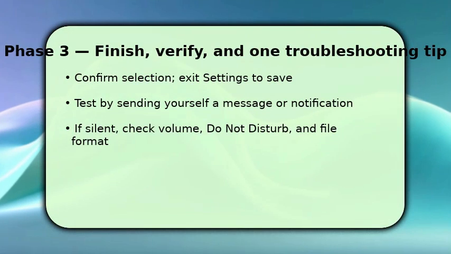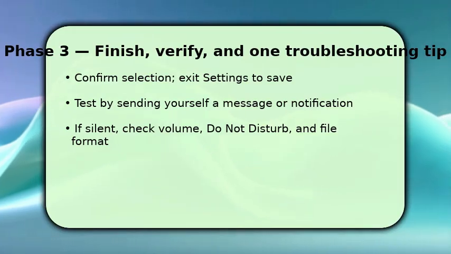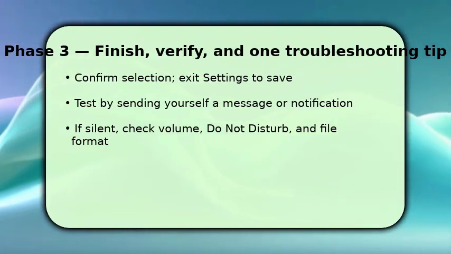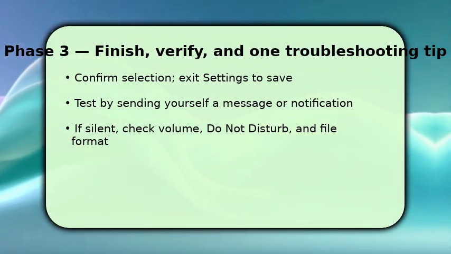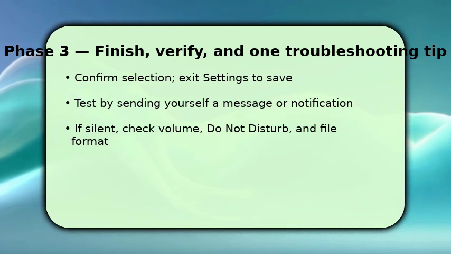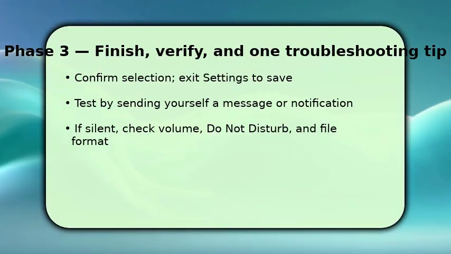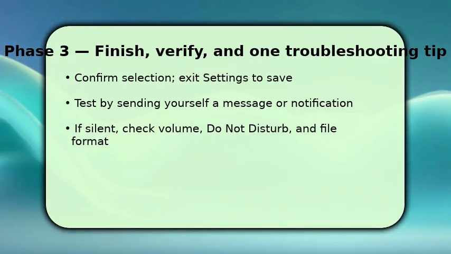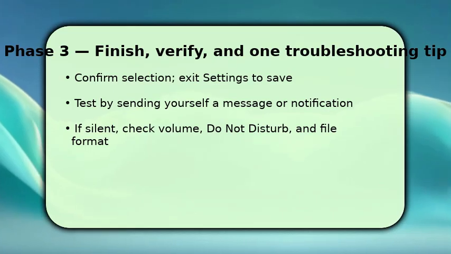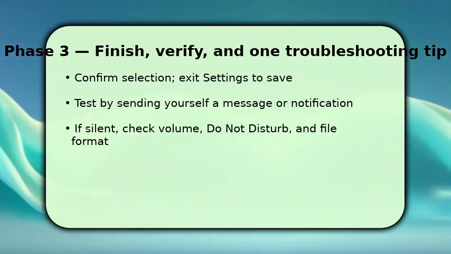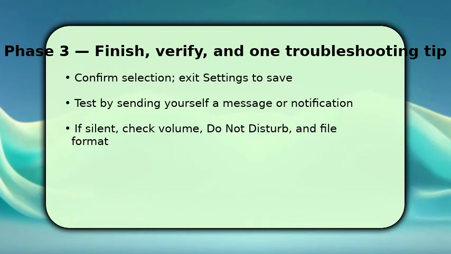To finish, confirm the tone selection and simply exit settings. iOS saves it immediately. Then test by sending yourself a message or triggering the notification so you verify loudness and timing. If you don't hear anything, make sure volume is up, Do Not Disturb is off, the ring/silent switch is correct, and any custom file is a compatible format. If a custom tone won't play, re-import it as an M4R or reconstruct it in GarageBand.